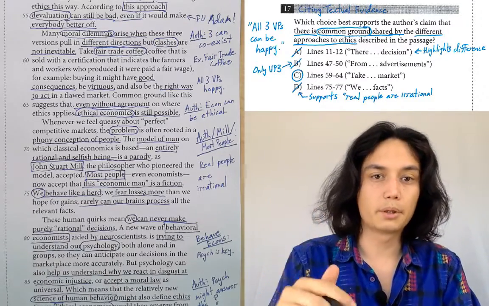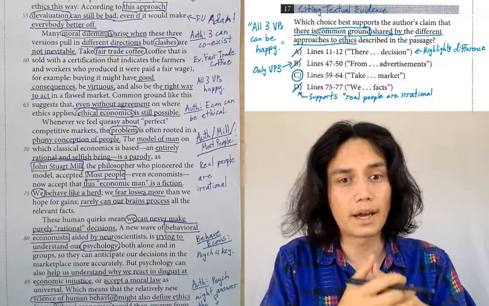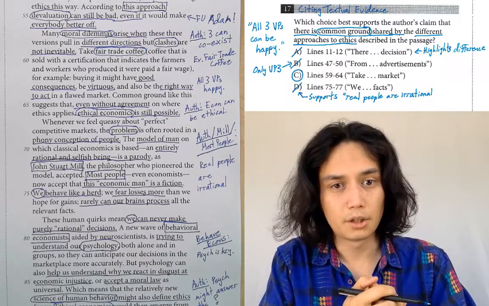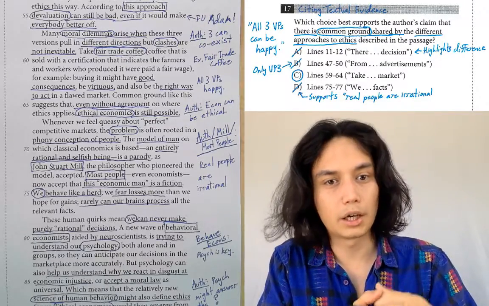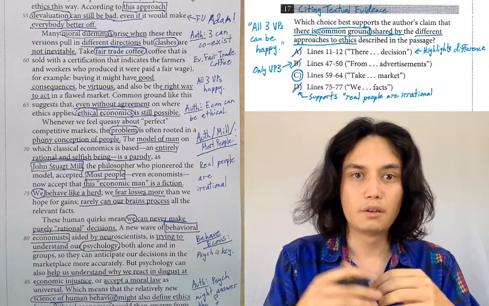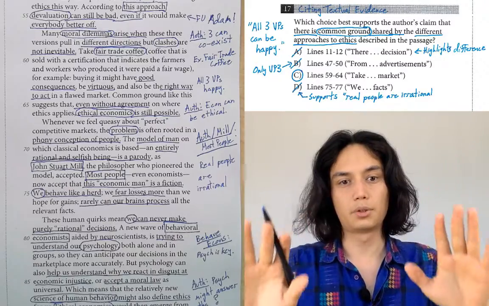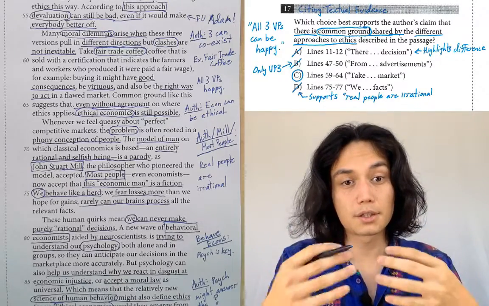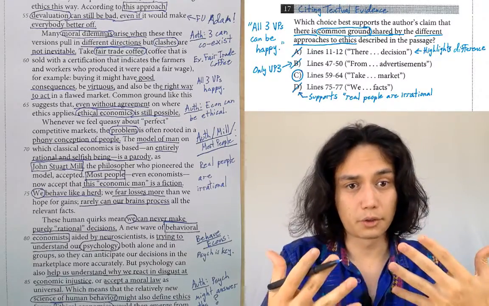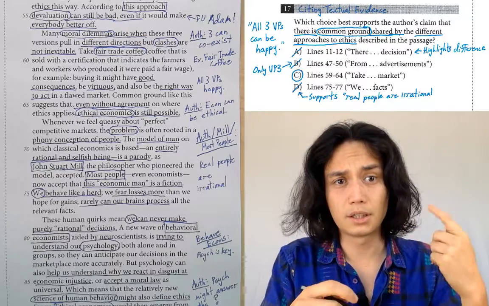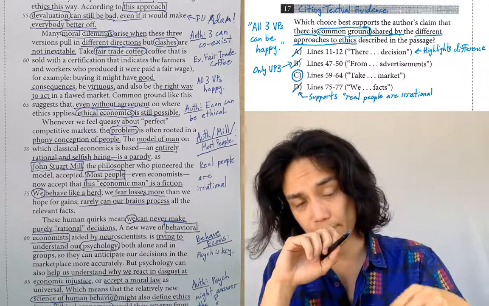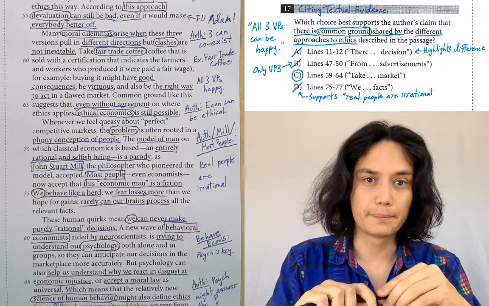There's always plan B, and plan B is to go through each of the quotes and sort of ask yourself, does this quote provide word for word, ironclad support for the claim that there is common ground shared by the different approaches to ethics? Now, this is a claim about all of the different approaches to ethics, which is going to be important in each of these answer choices.